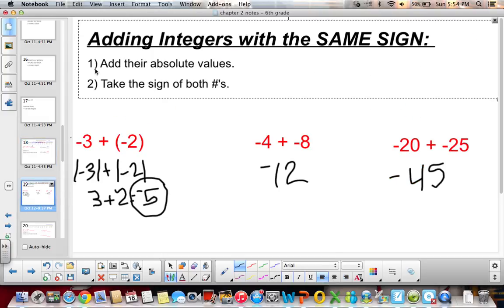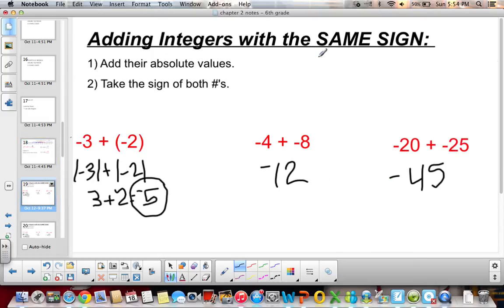This is just for same signs, so both positive or both negative. Obviously, we know if it was 4 plus 8, which we've worked with adding positives forever, it's 12, because the absolute value of 4 and the absolute value of 8 would make it 4 and 8, and they're both positive, so then it's +12.